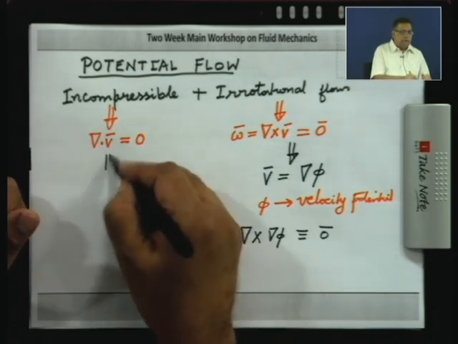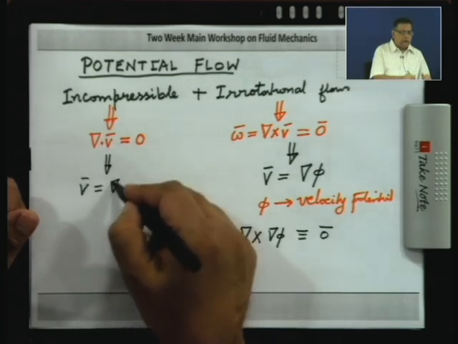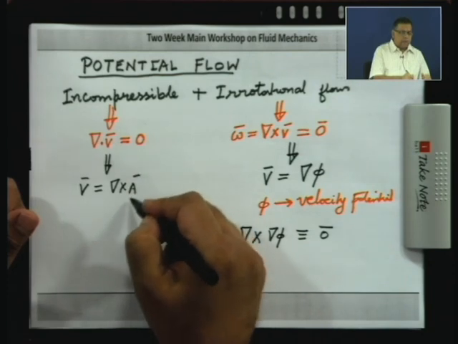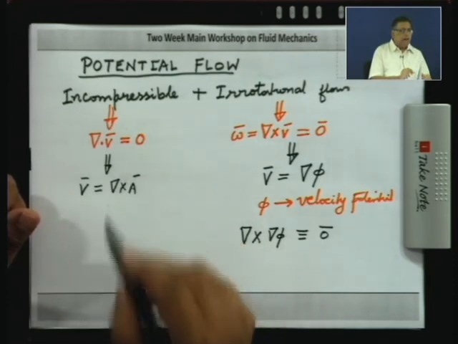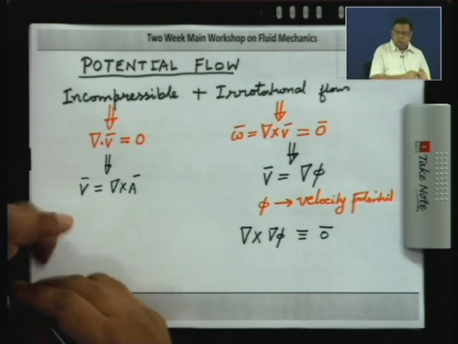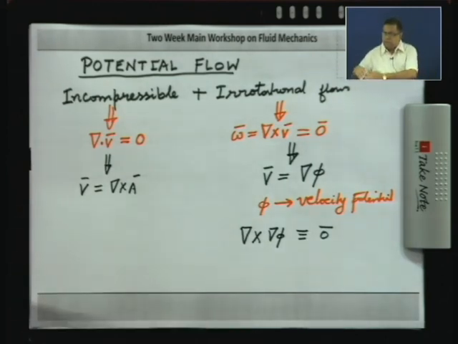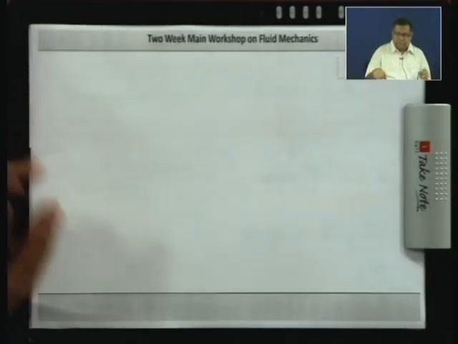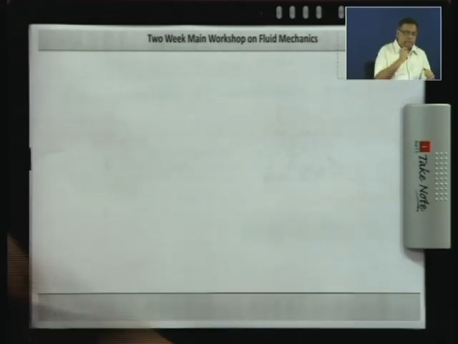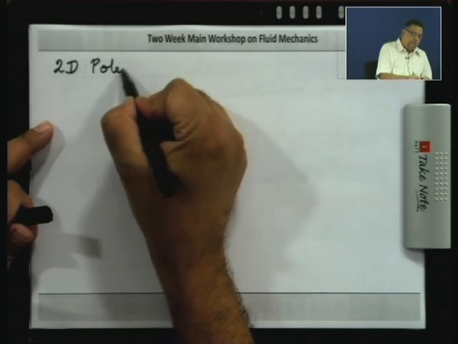Now, if it is 2D, you can define a stream function. If it is 3D, you can define what is called a velocity vector potential, that is, you can write V as curl of some vector field, and this is a vector stream function or vector potential or whatever we call it. But we will not be looking at 3D flows. So, we will concentrate on 2D incompressible flows. We will look at 2D potential flow.